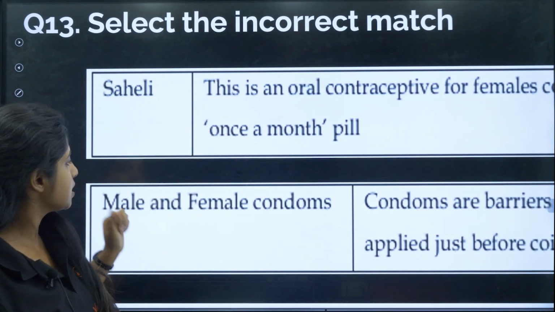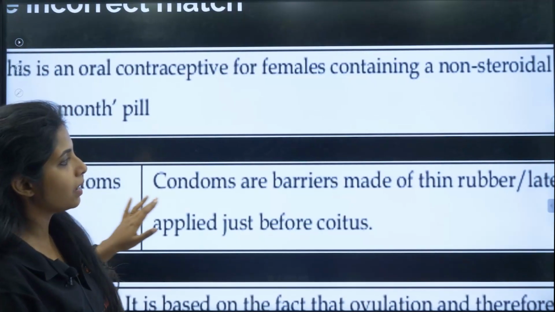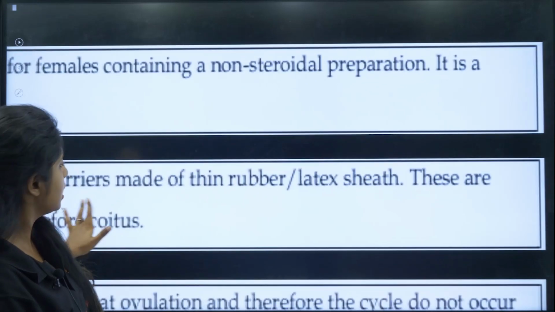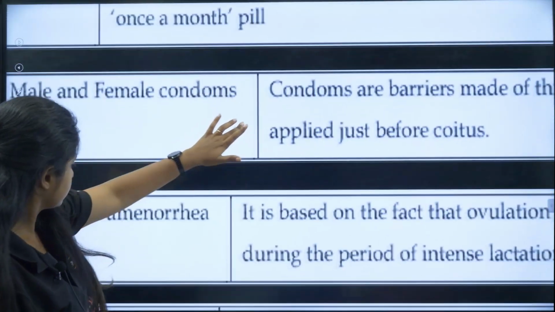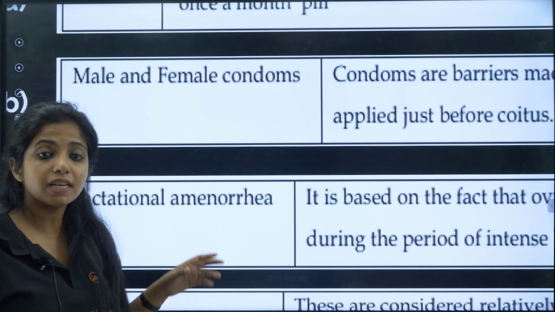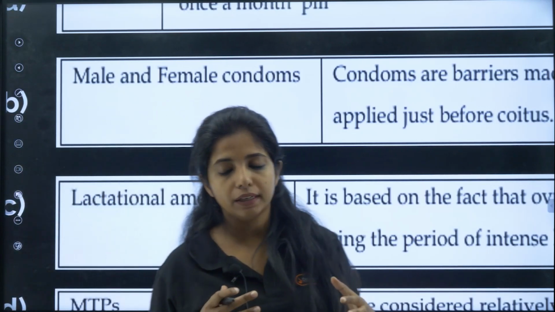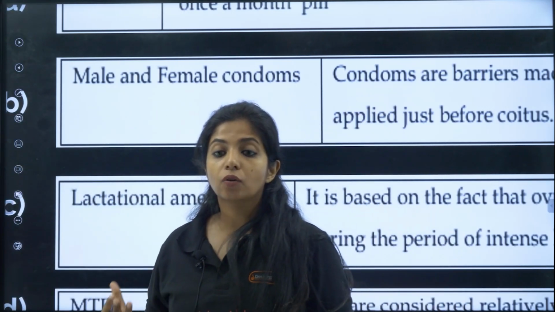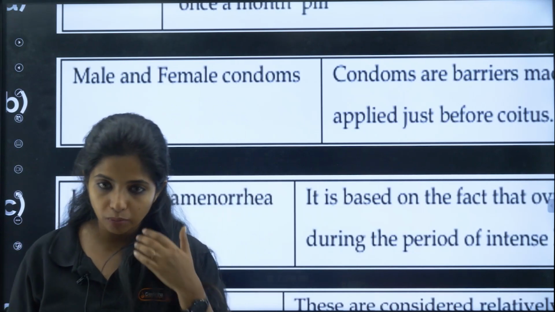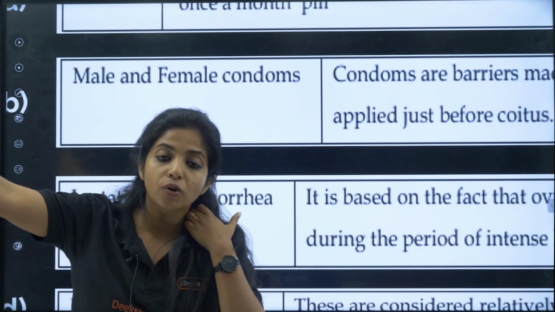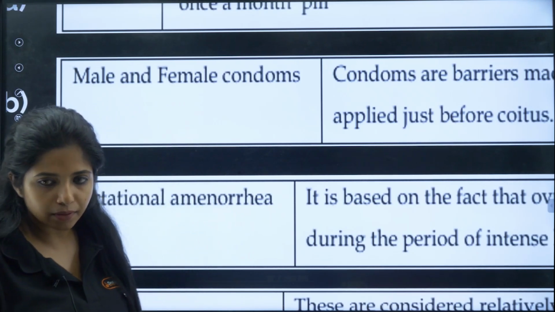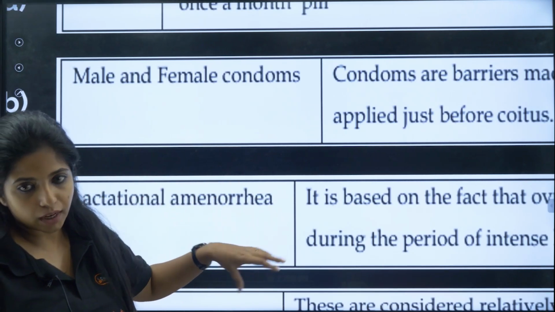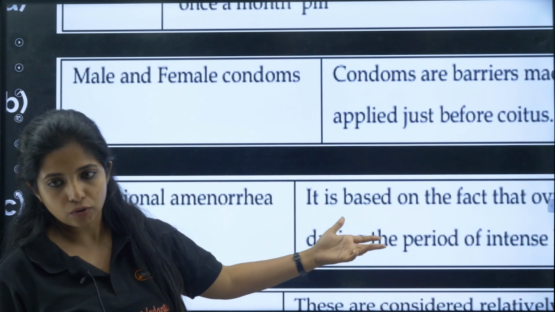But let's read the other things. Male and female condoms. Condoms are barriers made of thin rubber latex sheet. These are applied just before coitus. Yes. Lactational amenorrhea, that means a mother who is lactating, who is breastfeeding, my dear children, in them, because prolactin hormone is way too much, ovulation would not be happening because prolactin inhibits gonadotropin releasing hormone, FSH and LH, which is why ovulation and things like that do not happen. Okay, that is lactational amenorrhea, and ovulation is not happening, menstruation is also not going to happen.